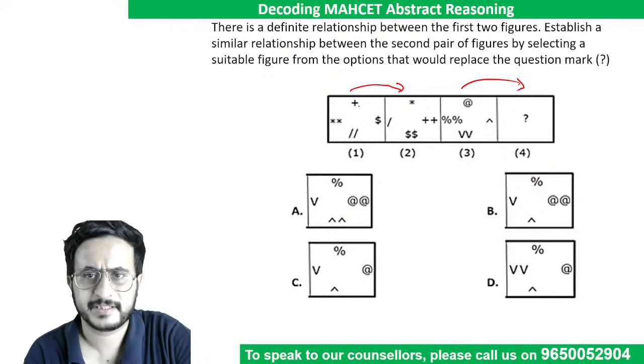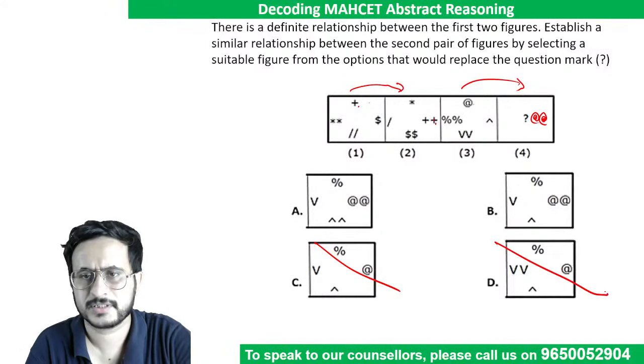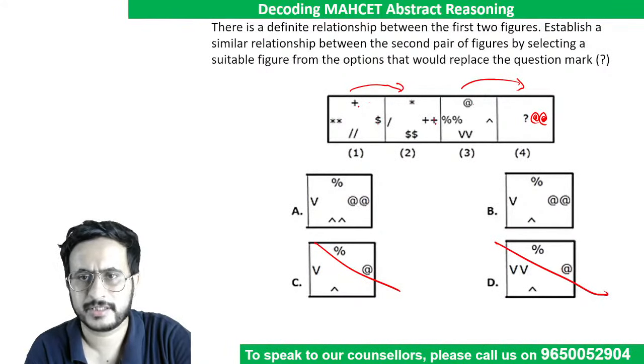So see what is happening, this plus is going to this side and becoming 2 times. So you will have 2 times at the rate here. Okay, so you can eliminate these two options. Now this dollar is moving down and becoming 2 times. So this will move down and will become 2 times. So that will be your answer.